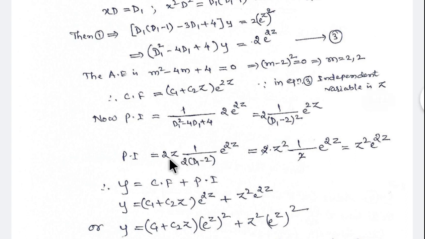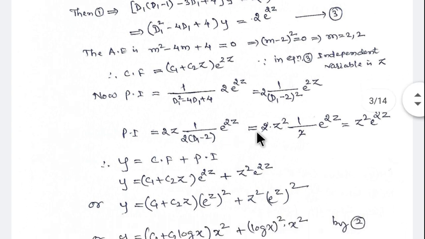So therefore we have to multiply by z here; 2 is already there, 2 into z. In the same way we have to differentiate the denominator with respect to d1. That is 2 times d1 minus 2 whole square differentiated, which is 2 times d1 minus 2, and the differentiation of d1 minus 2 is 1. Totally, the differentiation is 2 into d1 minus 2 into e raised to 2z.